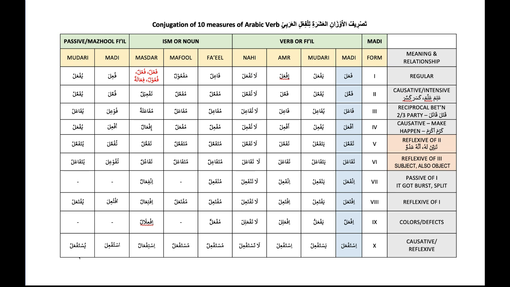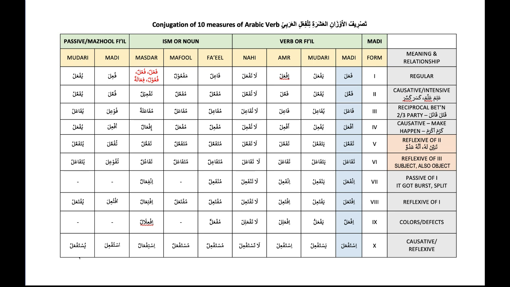The patterns of these 10 verb forms are fa'ala, fa''ala, fa'ala, af'ala, tafa''ala, tafa'ala, infa'ala, ifta'ala, if'alla, istaf'ala. You have to memorize it. Write it down, say it loudly several times.